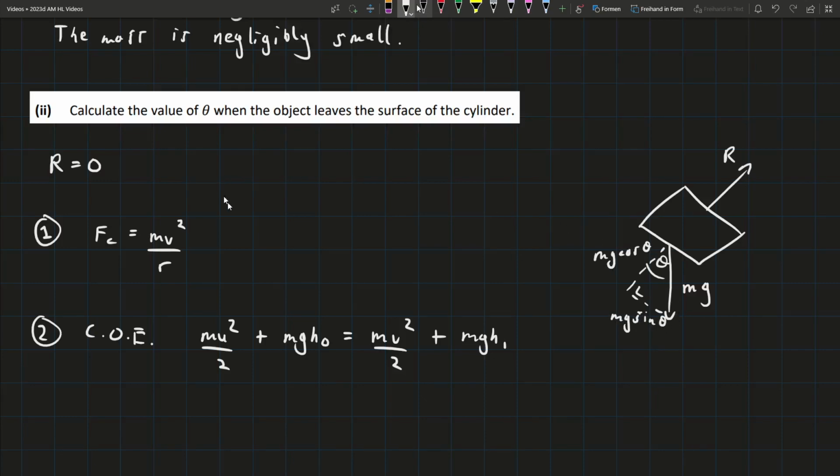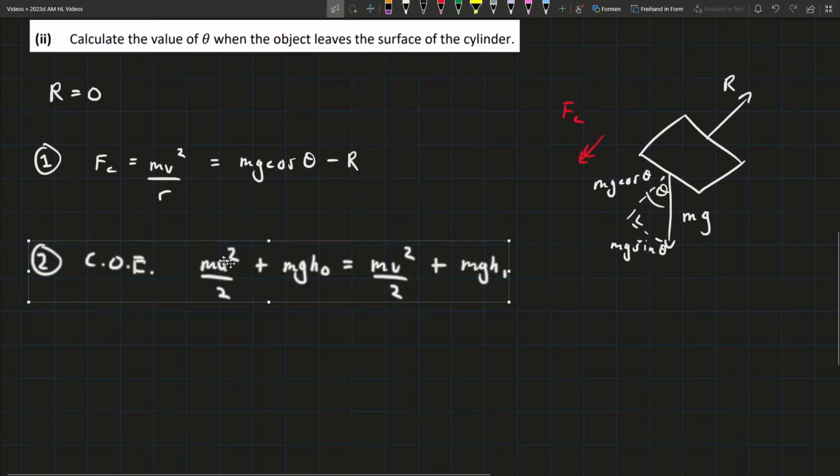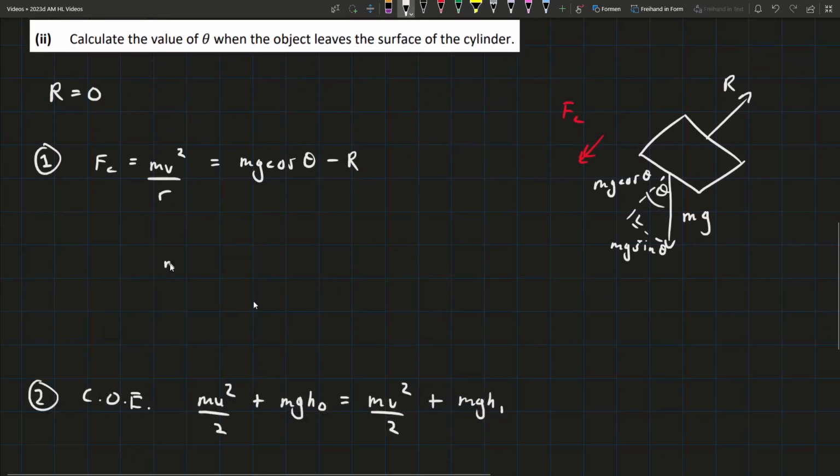So the centripetal force is going this way towards the center of the circle. That's going to be equal to mg cos theta, which is helping it, so it's going in the same direction. It's positive, minus R, because R is going the other way. But R is 0. So that means mv squared over the radius, which is 1.5, it says in the question, equals mg cos theta. We can divide both sides by m. We get that v squared equals 1.5 g cos theta.